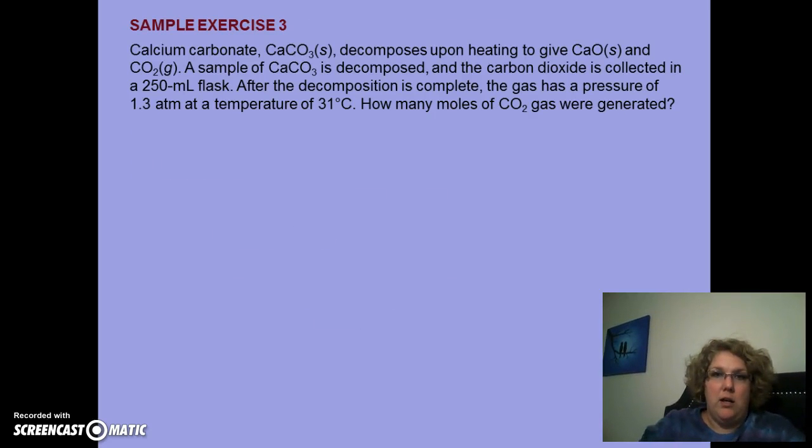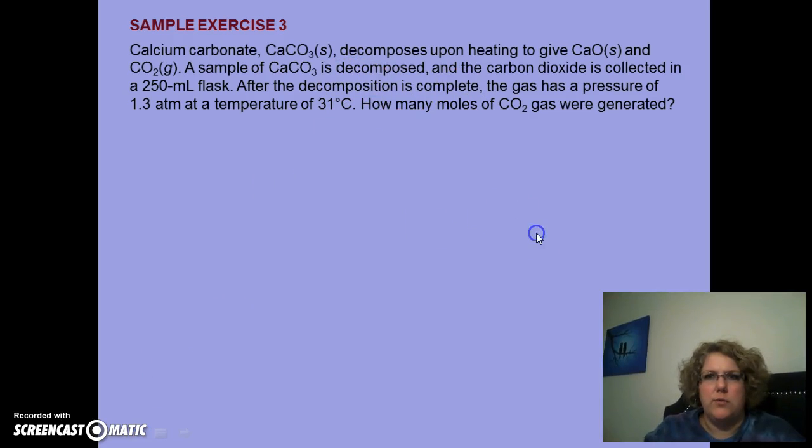This one is not at STP, so we're going to have to use PV equals nRT, and we are looking at how many moles of CO2 were generated.